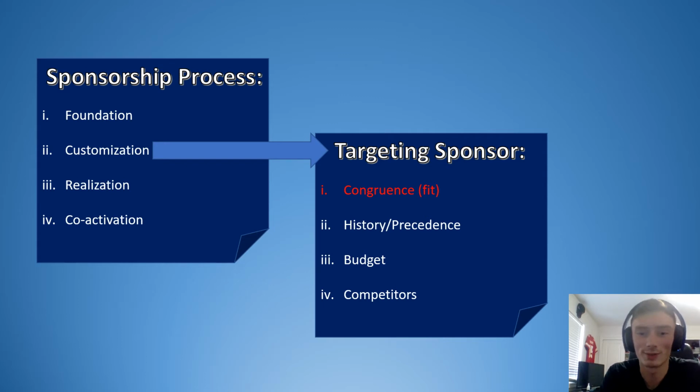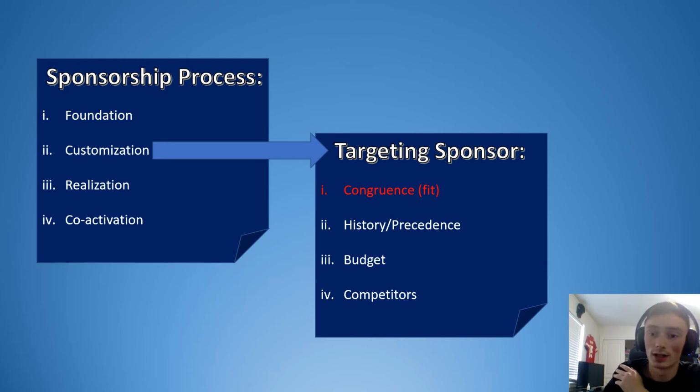So anyway, targeting the sponsor. You've got to make sure that your parties fit. You've got to make sure that you have some kind of congruence because the best relationships are formed when the property and the sponsor have similar visions, goals, and values. They've got to fit together nicely. You also have to examine the history and the precedents of the sponsor, as well as their budget and any other competitors in their industry that you might have sponsoring you.